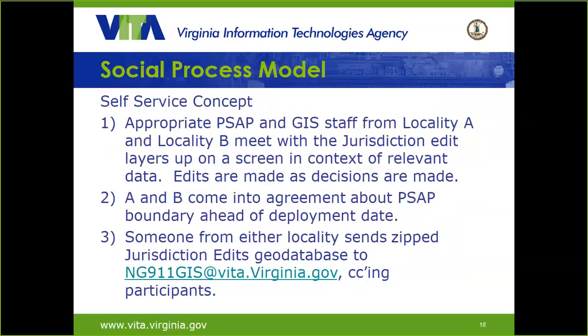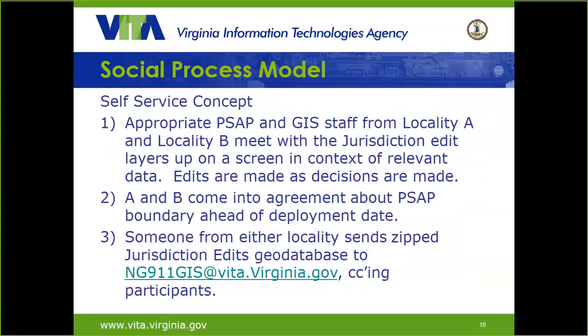So through our presentation and demonstration, we've been providing examples of what we think of as a social process model to achieve this. This really is a self-service concept. It really is a decision between bordering PSAP staff for each of the 392 segments.